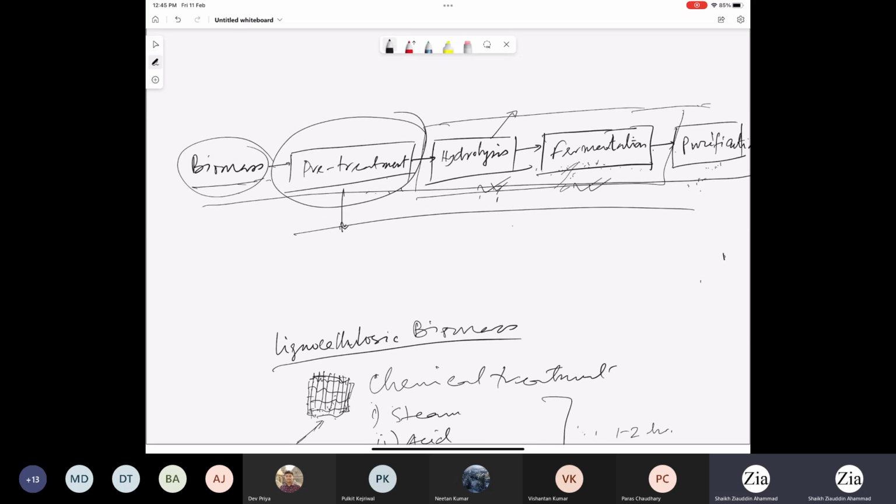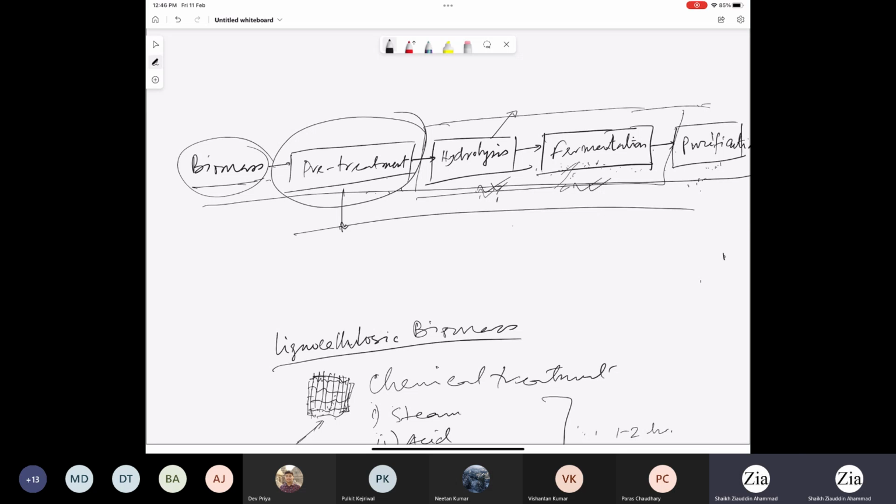Now in the second stage, whenever you have hydrolysis, there also you need to use certain enzymes which will help you to hydrolyze the biomass, and after hydrolysis you end up getting pentose and hexose sugar, which can be fermented by different kinds of organisms, like Saccharomyces cerevisiae, Pichia stipitis, and even Zymomonas mobilis. So you can use bacteria or fungi to produce ethanol from the pentose and hexose sugars.